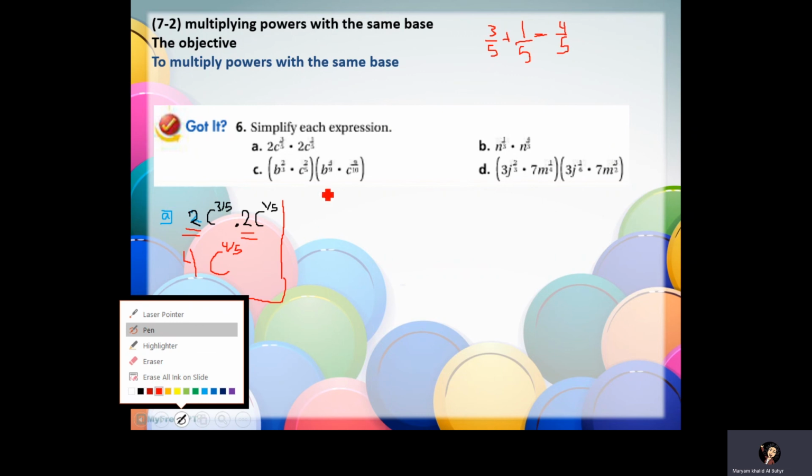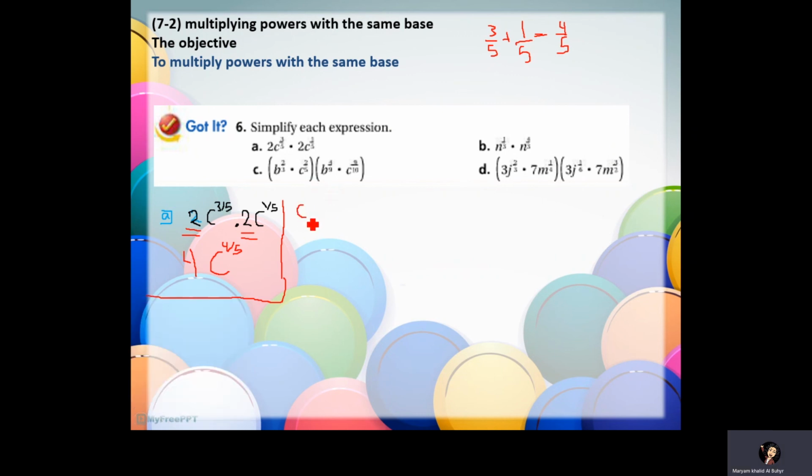Let me do the next question. So let me do C. So we have B to the power 2 over 3 times C to the power 2 over 5 times B to the power 4 over 9 times C to the power 9 over 10. I'll rewrite it because it doesn't look clear.